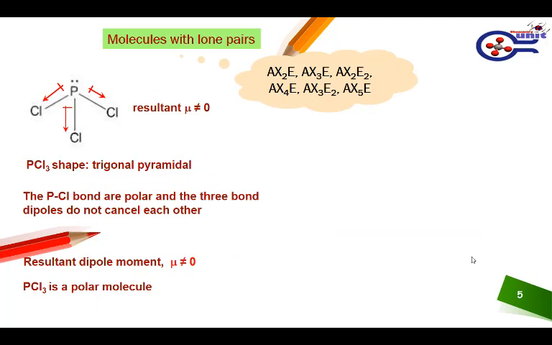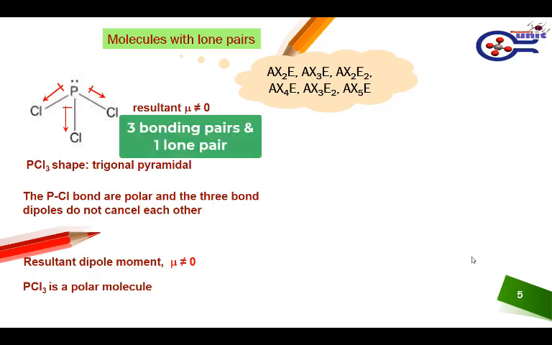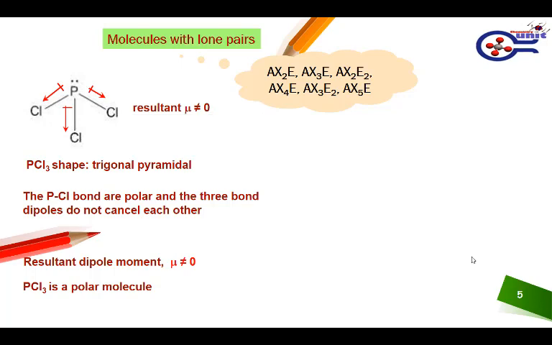Now, let's move on to a molecule with a molecular shape containing lone pairs. We will use PCl3 as an example, as it has three bonding pairs and one lone pair. The molecular shape is trigonal pyramidal. The P-Cl bonds are polar, and the three bond dipoles do not cancel each other. This makes the resultant dipole moment not equal to zero. So, PCl3 is a polar molecule.